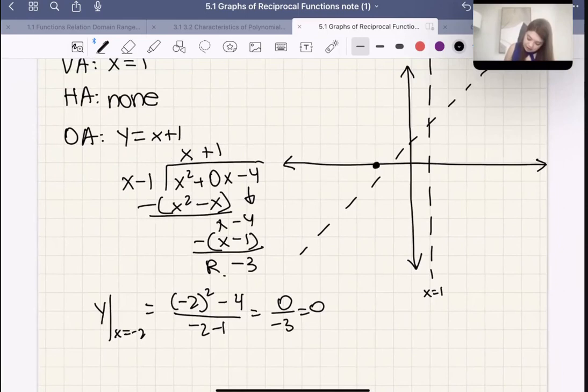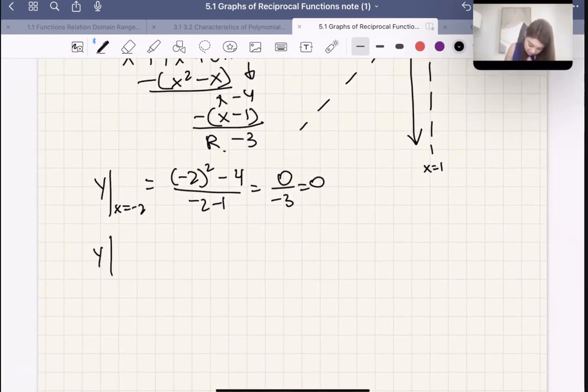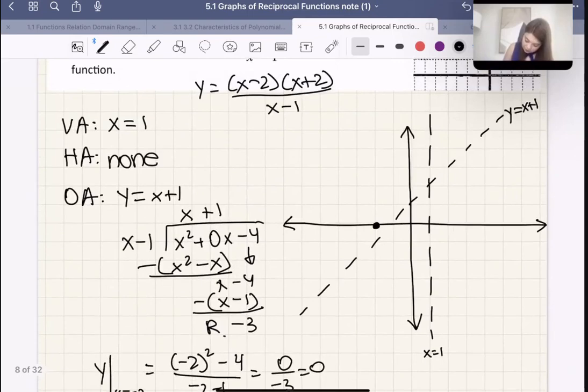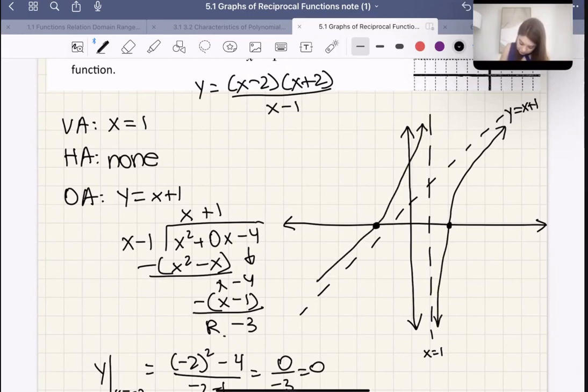And then what about at positive 2? We would also get 0, right? We would get the same exact thing. We'd get 2 squared minus 4 over 2 minus 1, which is going to be 0 over 3, which is still 0. So we have another point over here. And then those points are going to approach our asymptotes, right? As we know, they always approach the asymptote. So let's just draw them approaching those asymptotes like that. Awesome.